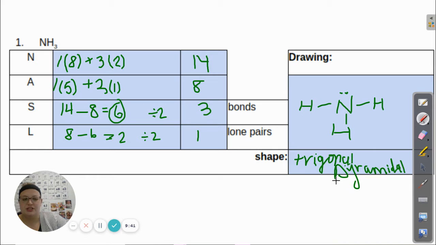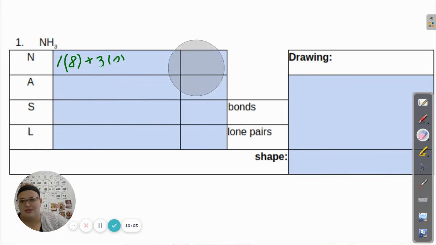Trigonal pyramidal. That's why I checked my work. There we go. All right, so again, N is your number of valence electrons needed. Everyone wants 8 except for hydrogen, that wants 2. A is number of valence electrons. We find that by looking at the periodic table. S is N minus A, and L is A minus S. Okay, so let's erase this and do the next one.